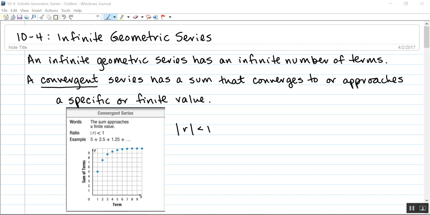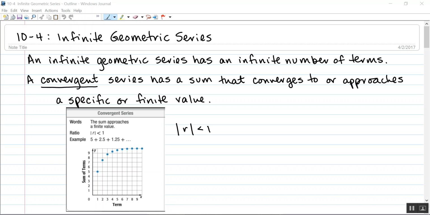Section 10.4 is on infinite geometric series. An infinite geometric series has an infinite number of terms. A convergent series has a sum that converges to, or approaches, a specific or finite value. And in this case, the absolute value of r has to be less than 1.